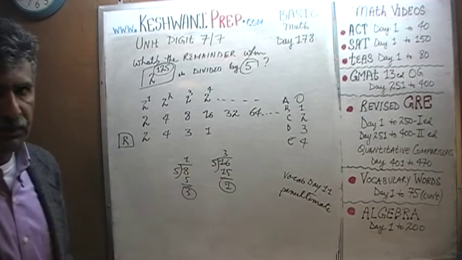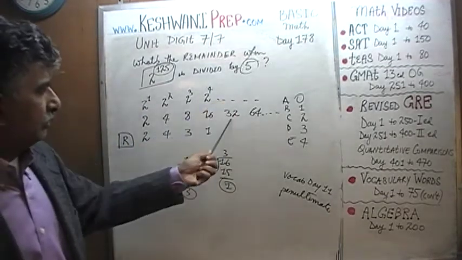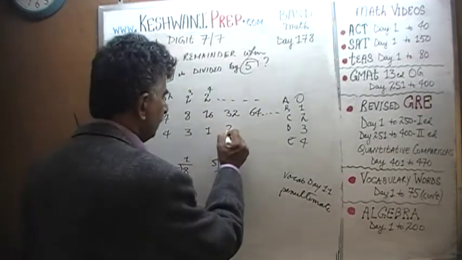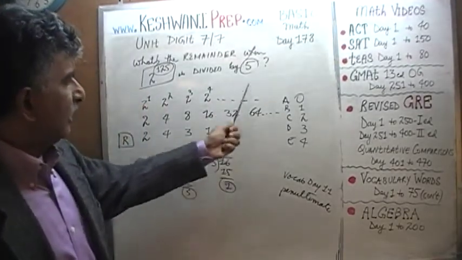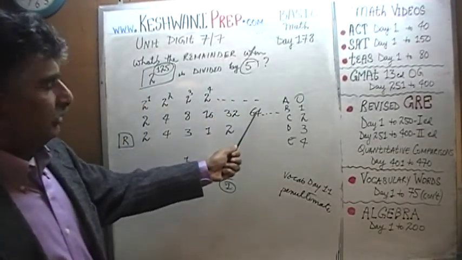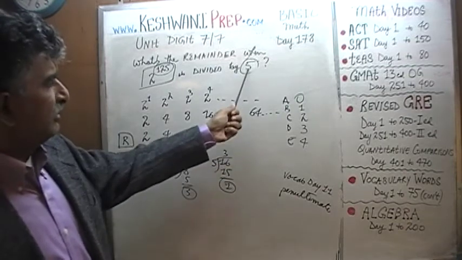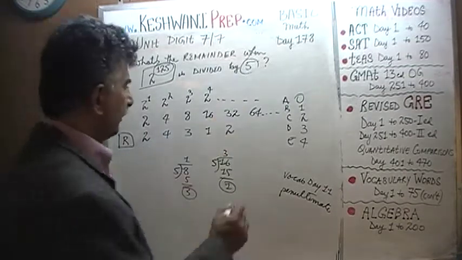What will happen when we divide 32 by 5? When we divide 32 by 5, the remainder is going to be 2. When we divide 64 by 5, 60 is divisible by 5, and it will give us a remainder of 4.